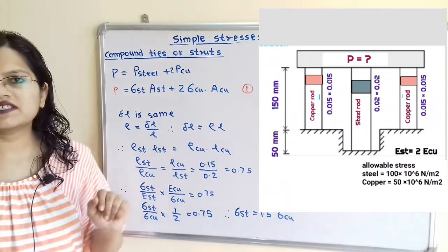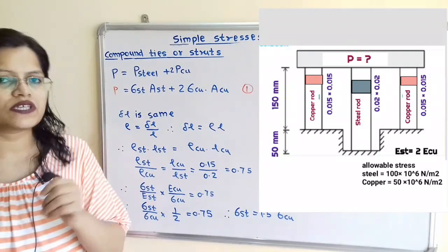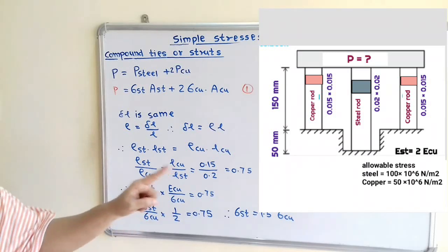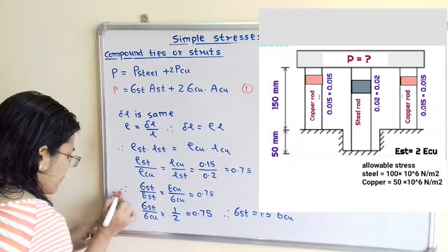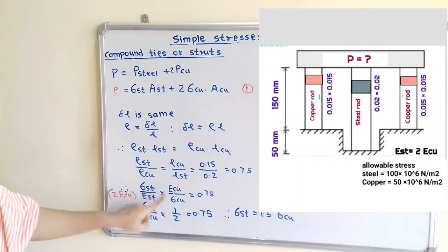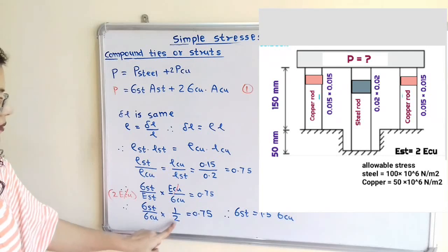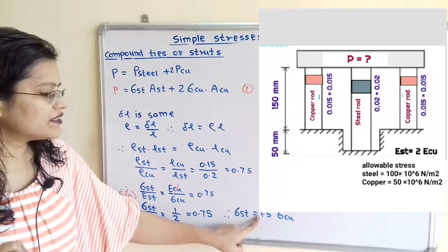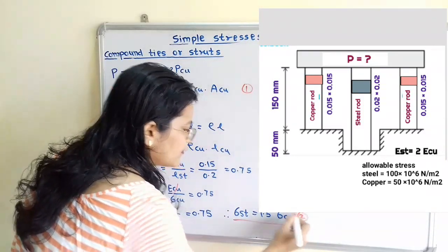Now the condition is given that Young's modulus of the steel rod is twice the Young's modulus of the copper rod. So instead of E steel, I put twice E copper. Then E copper gets cancelled and here we have the ratio 1 by 2. So sigma steel by sigma copper into 1 by 2 is equal to 0.75. So we can say that sigma steel is equal to 1.5 sigma copper. This is the second equation we get.